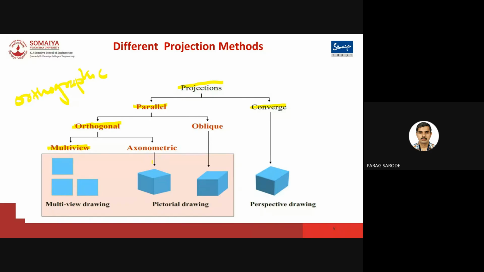And the other one is axonometric projection, which is the modified type of projection we are going to see. Axonometric projection. And the perspective projection is more important for civil engineers or architects.